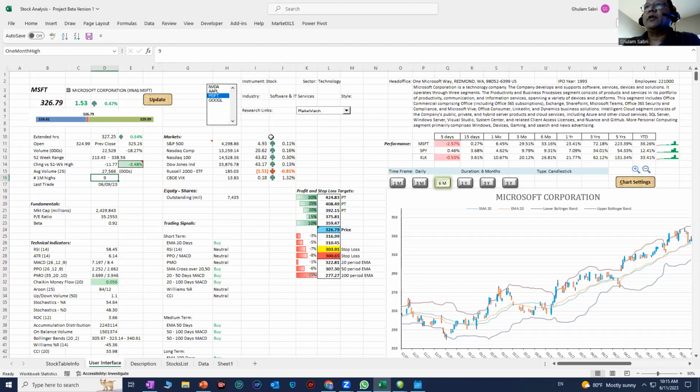So the market: S&P was up 0.11%, and this Nasdaq Composite, Nasdaq 100 was this, Dow Jones Industrial was this, and the Russell ETF, which is IWM, an ETF for Russell 2000, small cap. It was down 8.81%, and VIX, the Volatility Index of the Chicago Board Options Exchange, was 1.32%. So different traders and investors need this information to make investment and trading decisions.